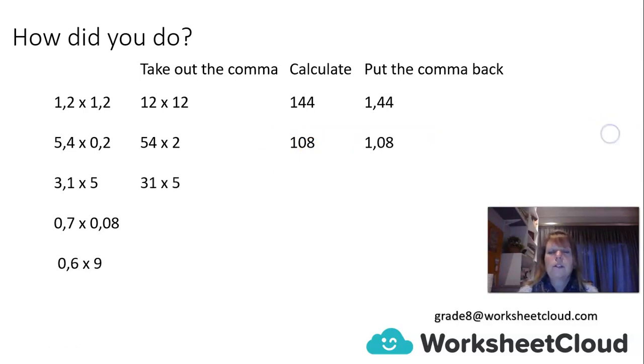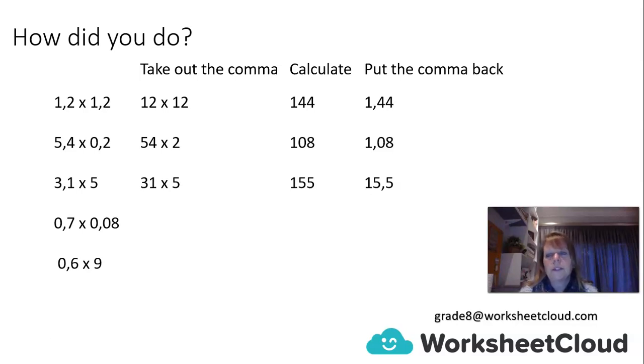Next one is 3,1 times 5. I've got 1 decimal place there. I take out the comma, I calculate it to be 155. I then put my decimal place back in, counting from the right. So it's going to give me, you're right, 15,5.